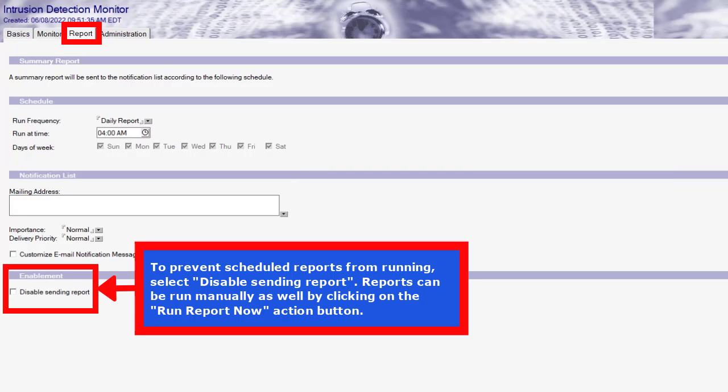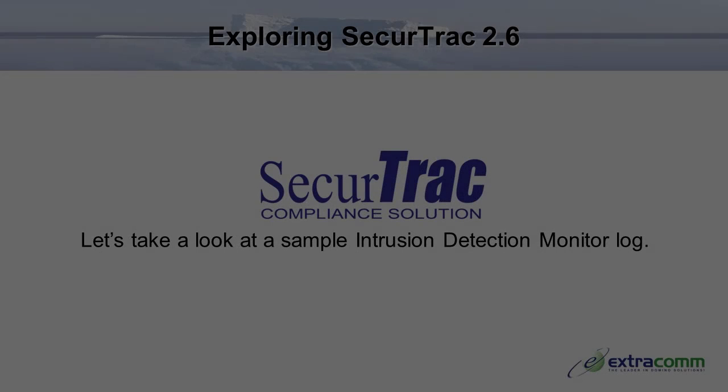To prevent scheduled reports from running, select Disable Sending Report. Reports can be run manually as well by clicking on the Run Report Now action button.